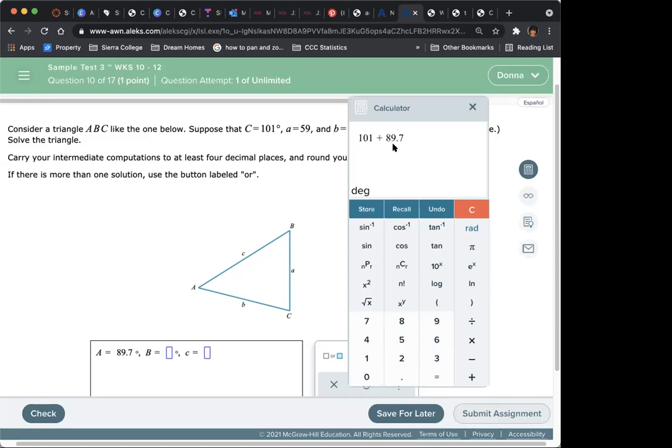Something's wrong. Let me make sure I did that right. Make sure B was 25. Let me just make sure I copied it right. Yeah, B was 25. Little c was 68 point.